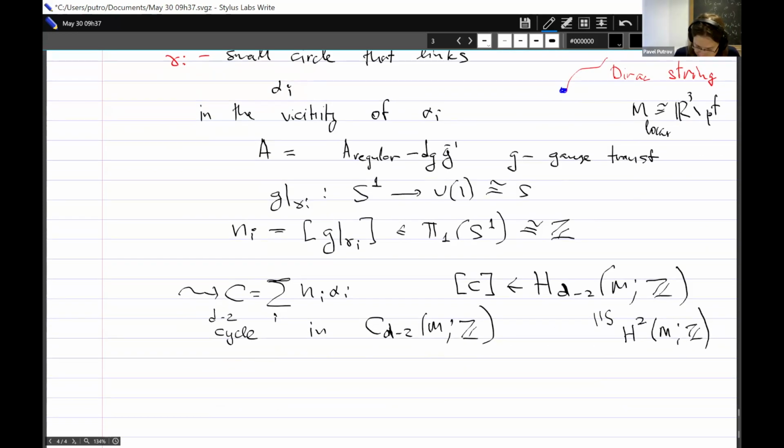And if you use this isomorphism, this is what gives us the first Chern class. So one can understand the first Chern class in terms of Poincare duality as this kind of network of Dirac strings, to which we cannot extend the one-form gauge field.